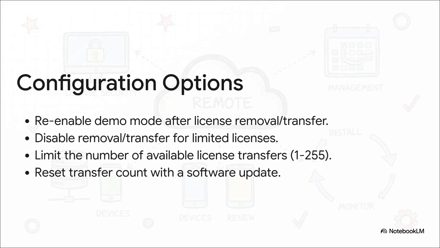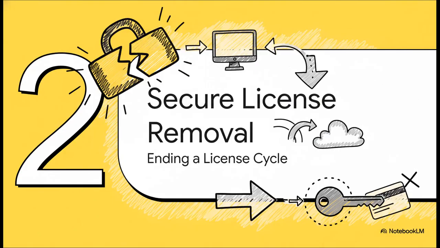And it's not just about simple on and off switches. You get some really fine-grained control here. You can decide if the app should fall back to a demo mode after a license is moved. You can block these actions completely for, say, trial versions. And you can even put a cap on how many times a user can transfer a license to stop any potential misuse. All right, with the settings covered, let's jump into our first big topic, secure license removal.